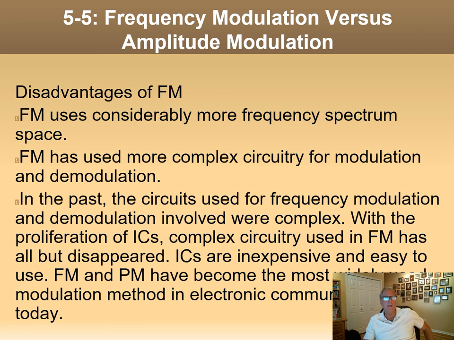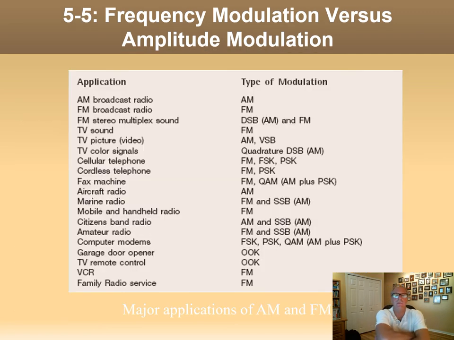It's pretty cool. And we have a little table here. I think this table is kind of neat. Here are some applications, different types of broadcasts. So obviously AM broadcast radio is AM, FM broadcast radio is FM. FM stereo uses FM, plus on the sidebands, they pop a little AM on there to give you the stereo imaging. So they multiplex those two together.